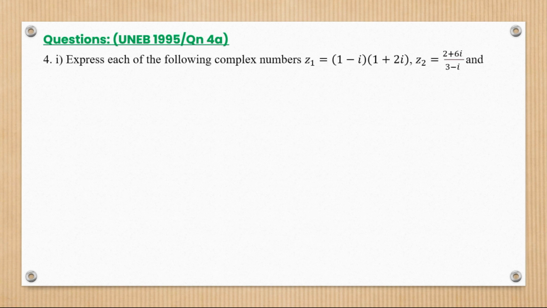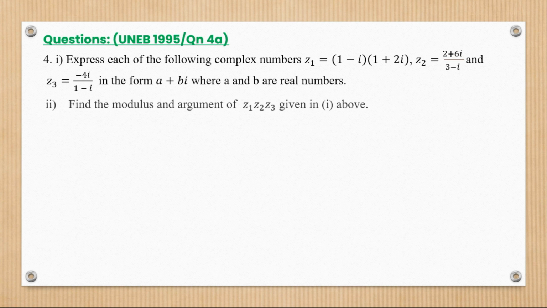Alright, let's look at another example from UNEB 1995. This was question 4a. In part 1 we are being asked to express each of the following complex numbers: z1 is equal to (1 minus i)(1 plus 2i), z2 is equal to (2 plus 6i) over (3 minus i), and z3 is equal to negative 4i over (1 minus i), in the form a plus bi, where a and b are real numbers. Then in part 2 we are asked to find the modulus and argument of the product of z1, z2, z3 given in 1 above.